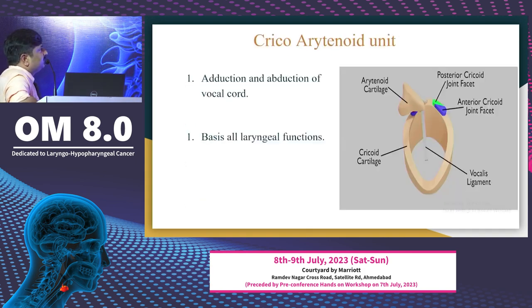Now, cricoarytenoid unit. We all know what it is and how it works. But the important point is, this is the paramount of all functional aspects of the larynx, and it is mandatory to preserve at least one functional cricoarytenoid unit in all conservative laryngectomies.